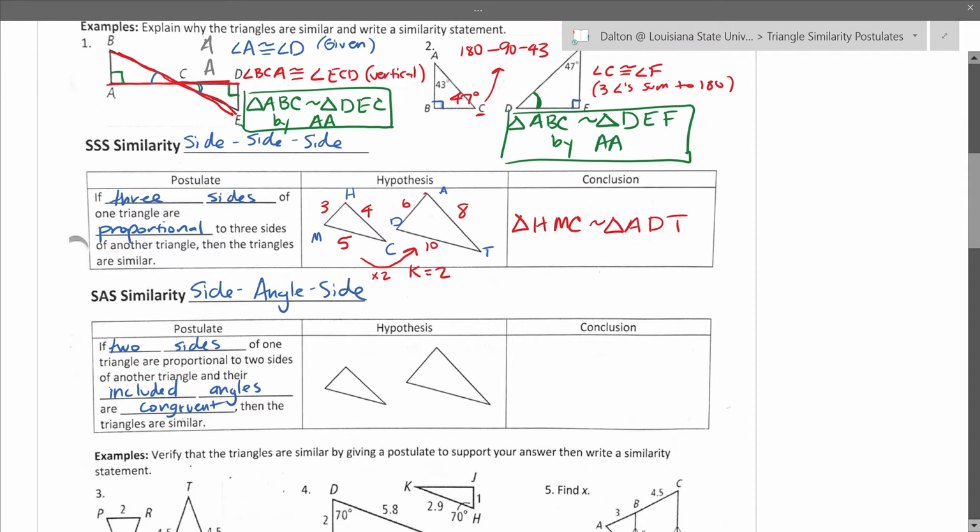So this one only requires 2 sides to be proportional, and the angle in between those 2 sides has to be congruent to each other. So again, let's label the scenario here. Let's just call this triangle QXU and BPR.